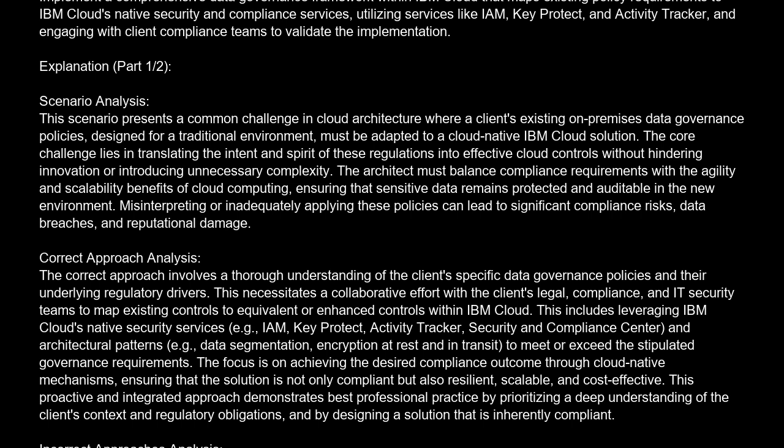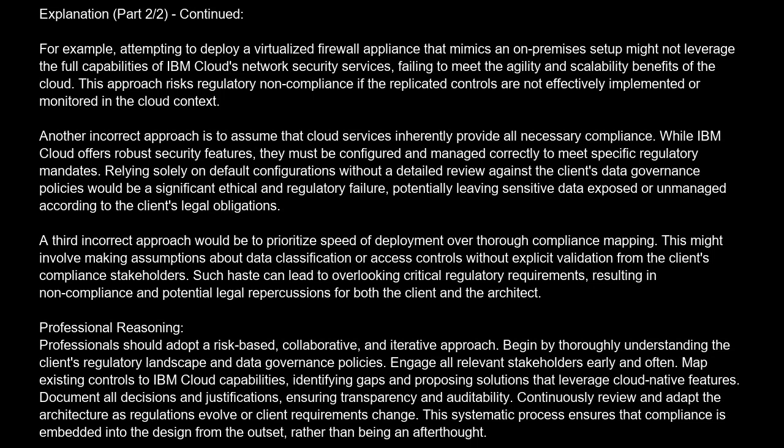Incorrect approaches analysis. One incorrect approach would be to simply replicate on-premises security controls in the cloud without considering the nuances of the cloud environment. This often leads to inefficient, costly, and potentially less secure solutions. For example, attempting to deploy a virtualized firewall appliance that mimics an on-premises setup might not leverage the full capabilities of IBM Cloud's network security services, failing to meet the agility and scalability benefits of the cloud. This approach risks regulatory noncompliance if the replicated controls are not effectively implemented or monitored in the cloud context.